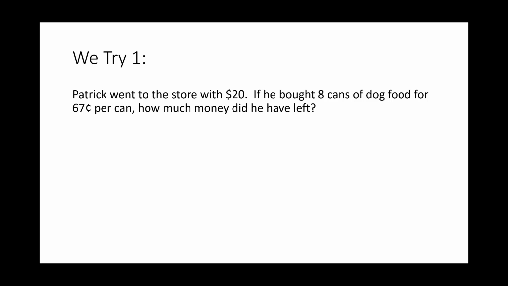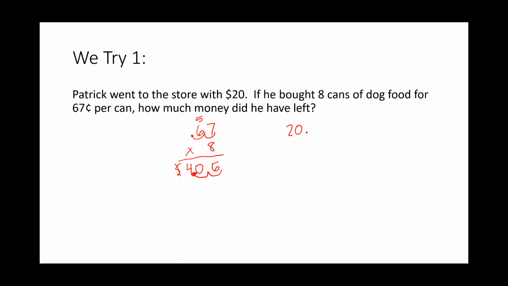So Patrick went to the store with 20 bucks. If he bought 8 cans of dog food for 67 cents per can, how much money did he have left? First thing I want to do is figure out how much he's going to spend. So I'm going to multiply 67 cents times 8 cans. 8 times 7 is 56. Carry the 5. 8 times 6 is 40. And I have 2 decimals here, which means I need to move 2 decimals here. So it looks like he spent $4.06.